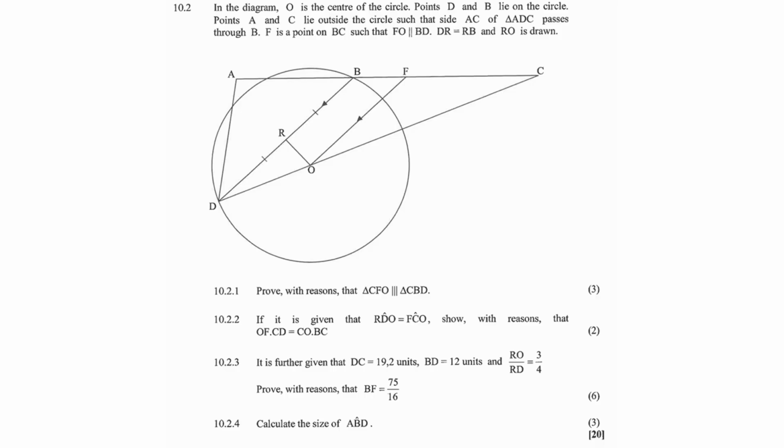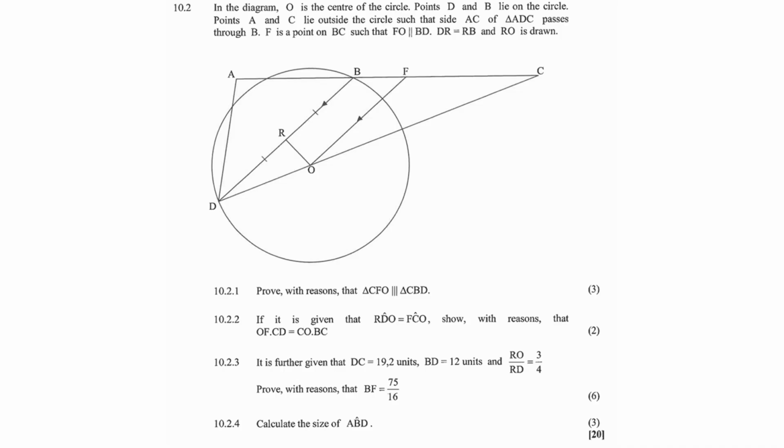10.2. In the diagram, O is the center of the circle. Points D and B lie on the circle. Points A and C lie outside the circle, such that the side AC of triangle ADC passes through B. F is a point on BC such that FO is parallel to BD, DR equals RB, and RO is drawn. 10.2.1. Prove with reasons that triangle CFO is, of course, similar to triangle CBD.